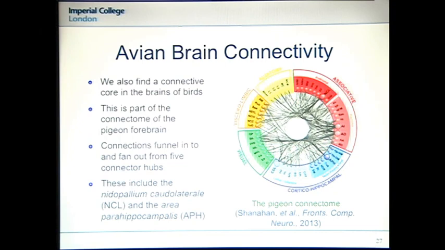So a cell was filled in if a connection had been reported somewhere in the literature. We set out a table of all the different tracers that were used, because there's some variation in the tracers used in different studies. Some are anterograde only and some are retrograde only, and the details are all there in the paper. But effectively it reflects the opinion of the experts.